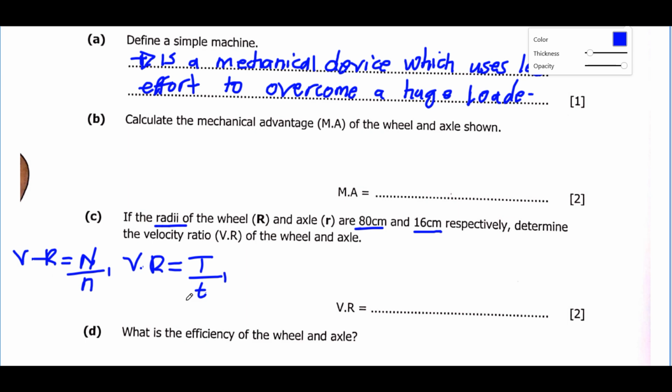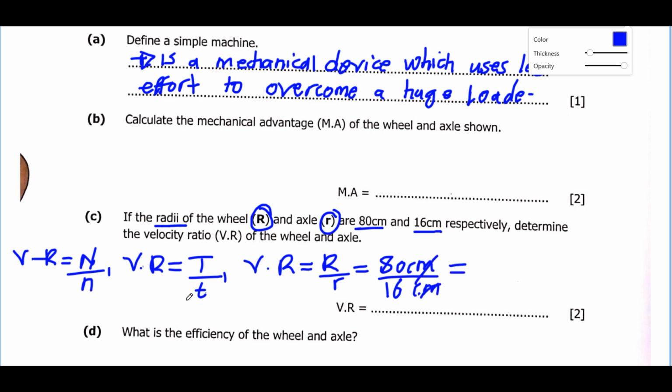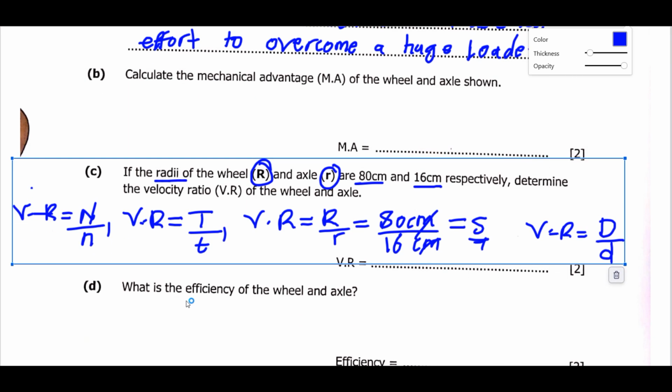But for the one that we are dealing with, we are dealing with the capital letter R and small letter r. So we'll say velocity ratio is equal to capital letter R, which is the radius of the driven, divided by the radius of the driver. So make sure that the larger number is on top. So if we divide 80 by 16 it will give us 5. So that's our velocity ratio. And also sometimes you may be given not radius but diameter. So you say capital D over small letter d. So that is what you need to know.